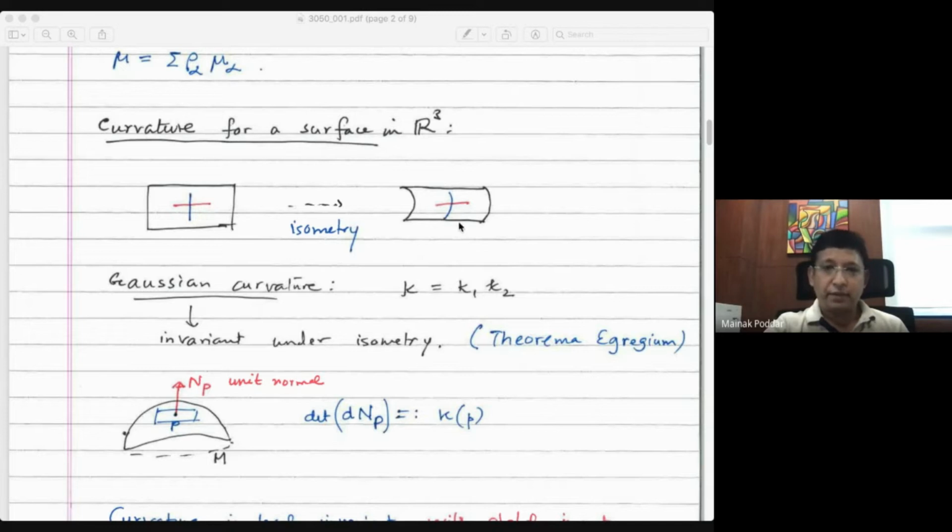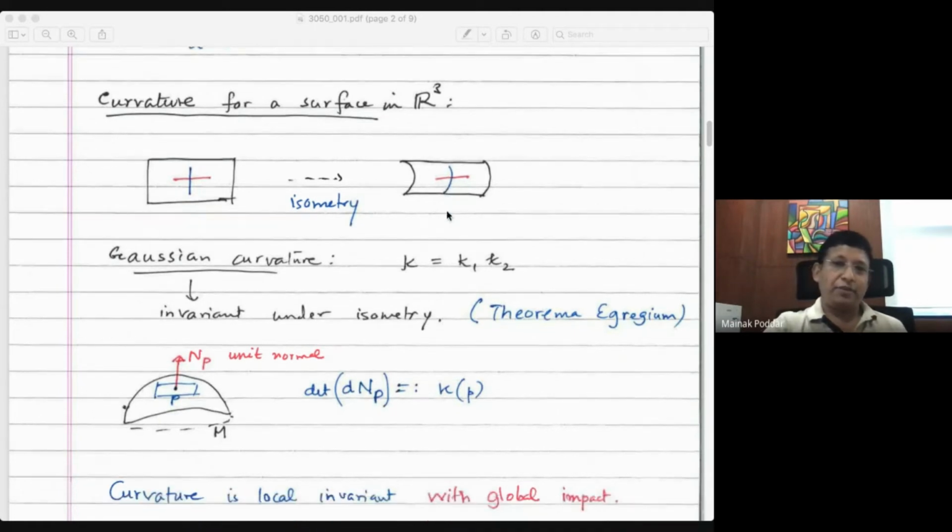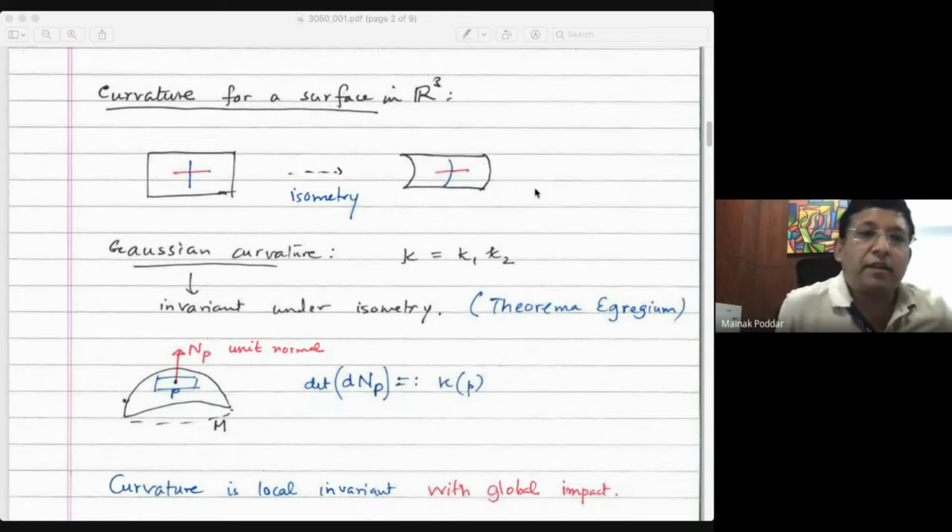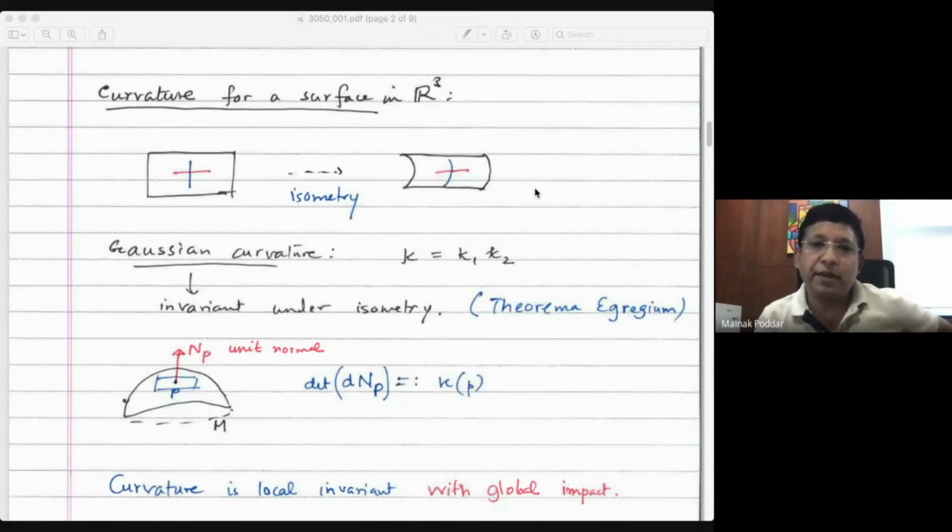Now, what happens when I bend this is that I can do it in such a way, of course, that lengths don't change, and also angles don't change. So my metric would not be changing, but the principal curvatures would be changing. So it seems that the curvature depends on how a surface is embedded inside the Euclidean space, not just on the metric.